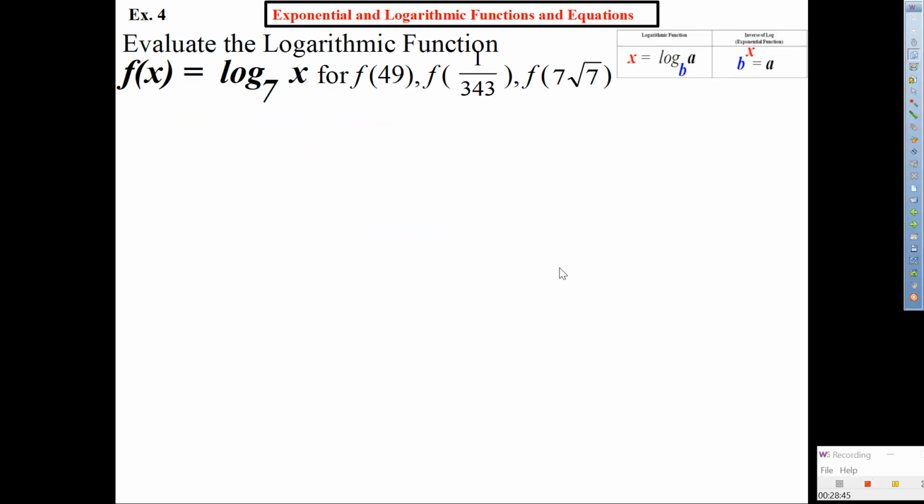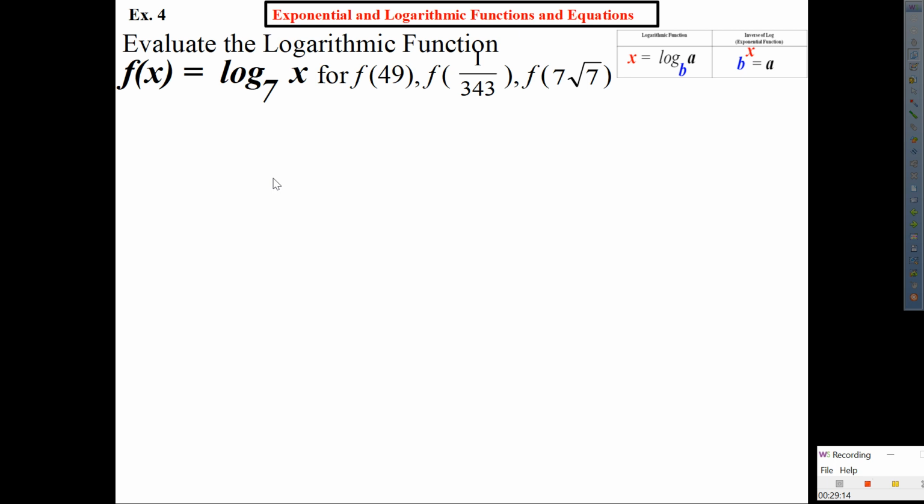Example number 4. Evaluate the logarithmic function, and they give us the function f of x equals log base 7 of x. We're going to evaluate for f of 49, f of 1 over 343, and f of 7 square root of 7. Copy that. All right, let's see what it says. It says, evaluate the logarithmic function, which means this one. How do we evaluate? We substitute these values in here, and then we get to work.